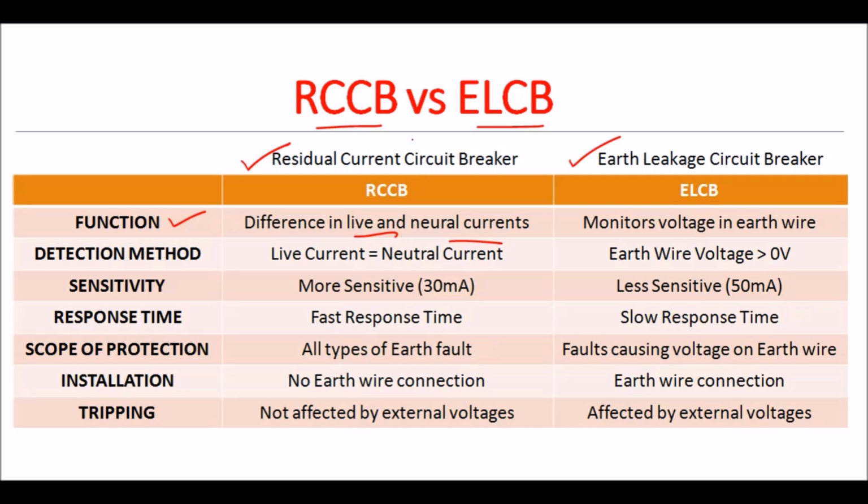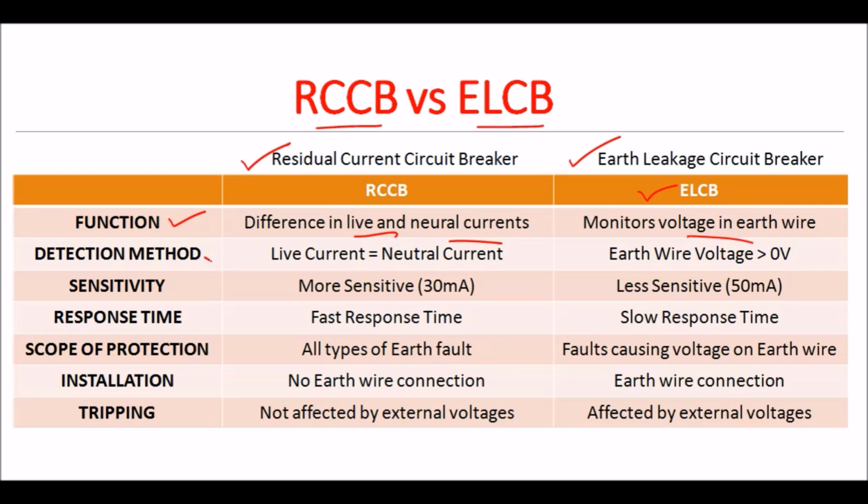When it comes to ELCB, it detects the earth leakages by monitoring the voltage of the earth wire. If the voltage exceeds a certain level indicating a fault, the ELCB trips to cut off the electrical supply. So this is about the function of RCCB and ELCB.